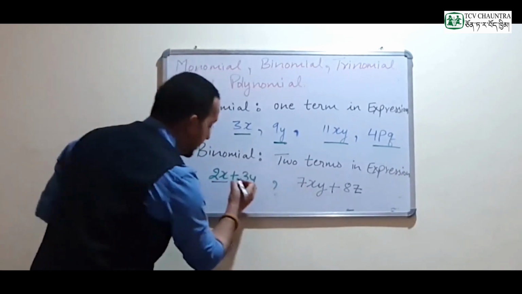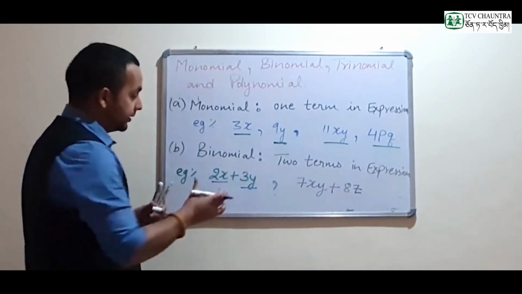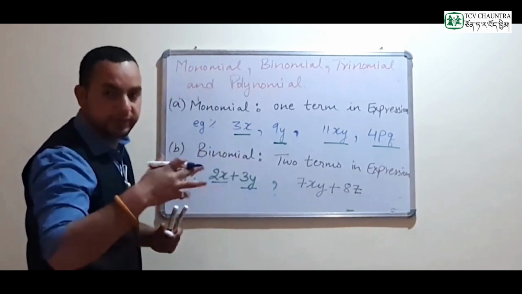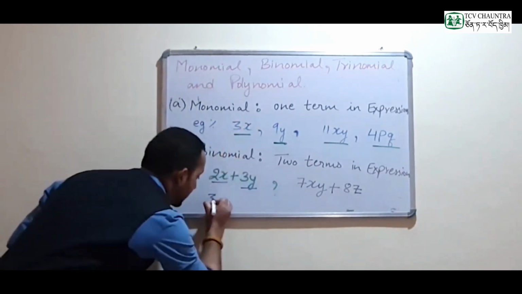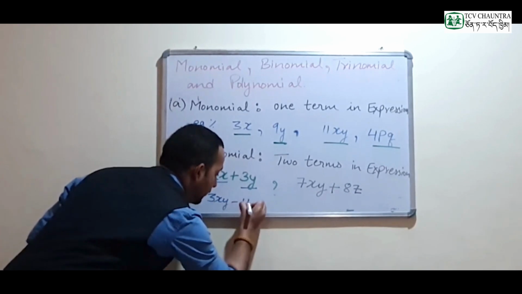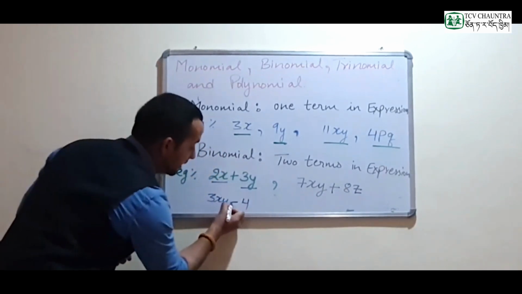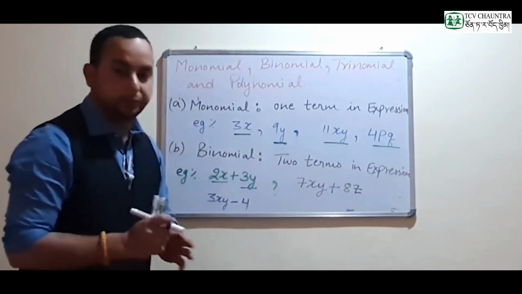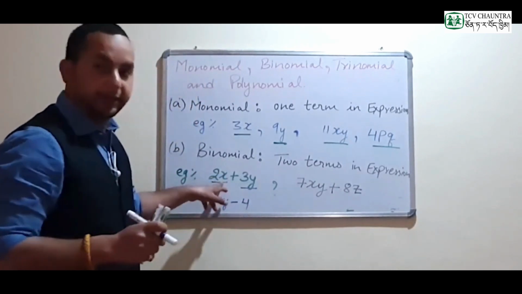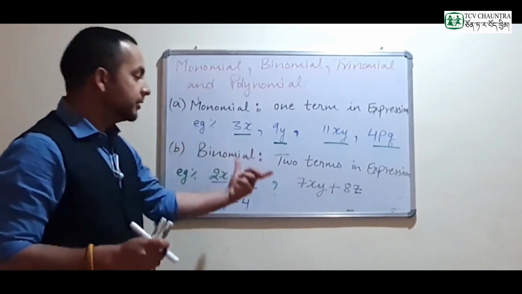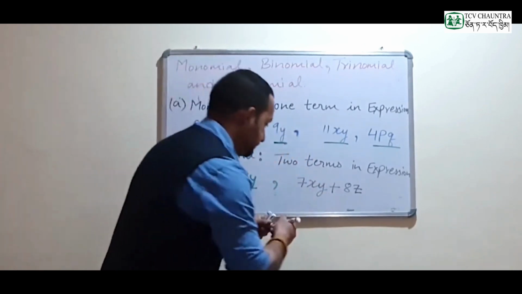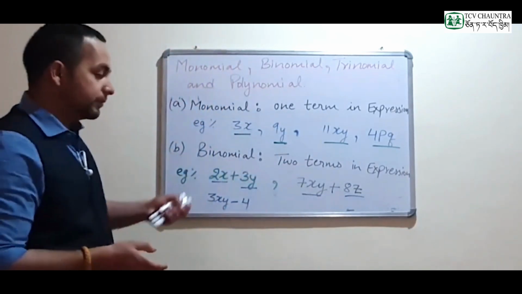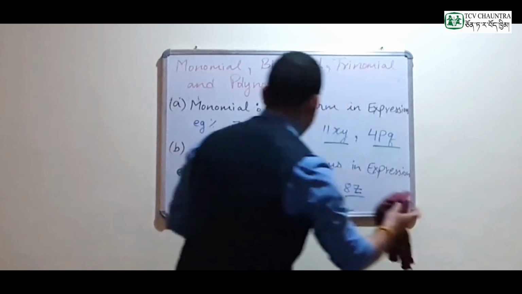Terms are separated by this positive sign, and also by a negative sign. For example, 3xy minus 4. This is again a negative sign. This addition and subtraction differentiate the terms. 2x plus 3y is your binomial, 7xy is one term, plus 8z is another term. So two terms in expression is known as a binomial. Understood?